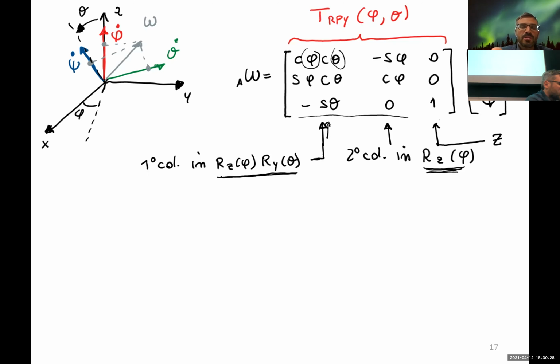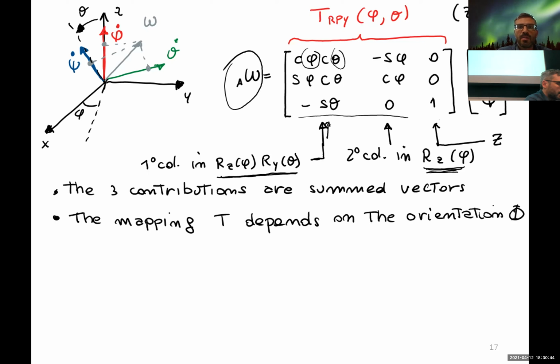And we can sum this contribution in a matrix way and find the omega. And this mapping, as I said, depends on the actual orientation. So you will have a different mapping for each orientation. It's a non-linear one. So this matrix will be different for each orientation.